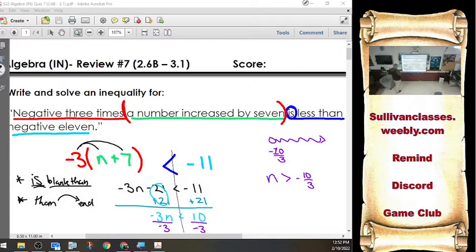Another one is, when I say negative 3 times a number increased by 7, there was never a breath there. There was never a comma to say negative 3 times a number, increased by 7. If there's a comma, it cuts it off and says it's only 3 times n. If you're not paying attention for that, or if you're blowing ahead and ignoring all of this, then you're going to miss that.